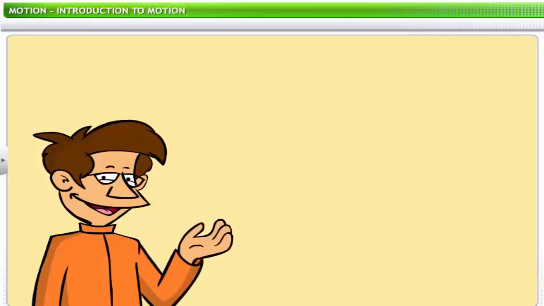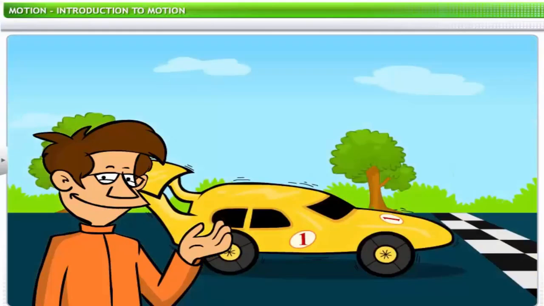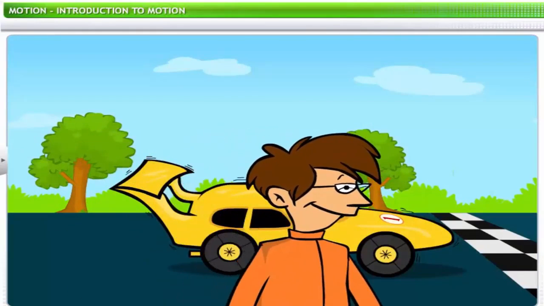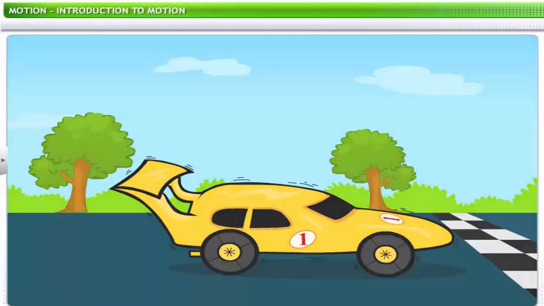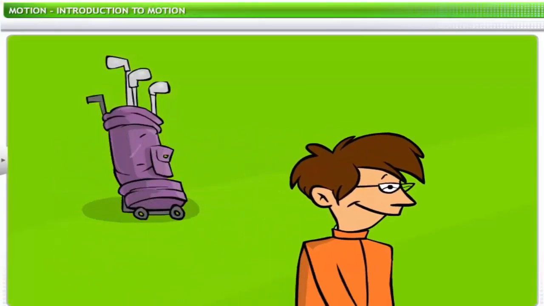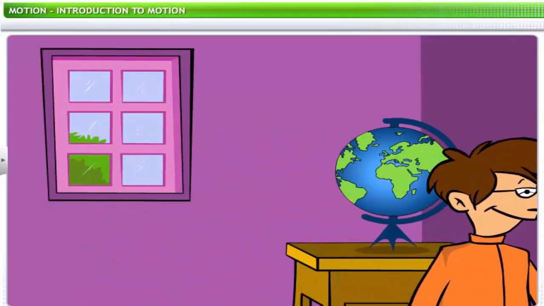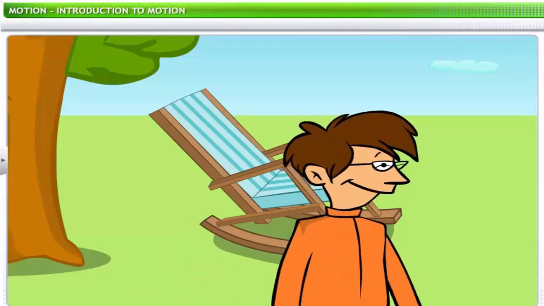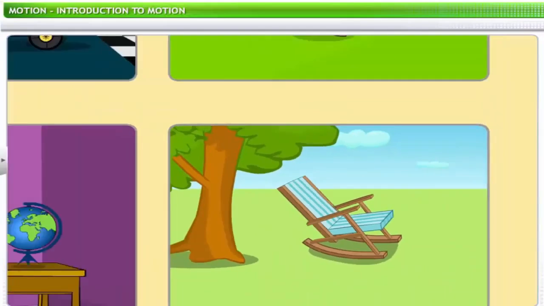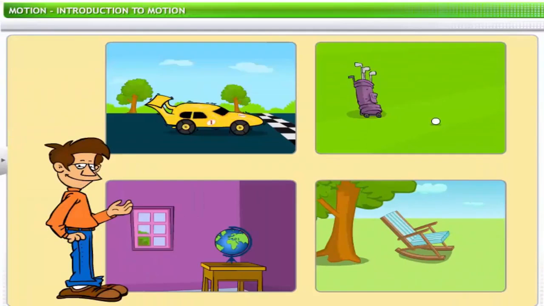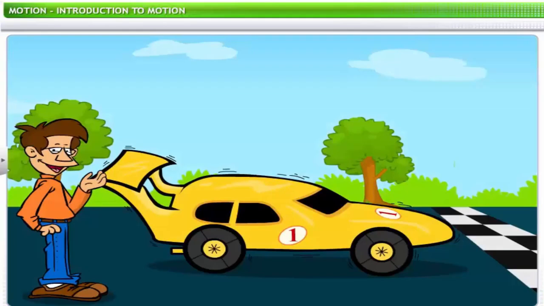Let's take a look at some familiar objects. When I move among these objects, there is no change in the position of these objects. That's because these objects are at rest. Now let's see what happens when these objects move.